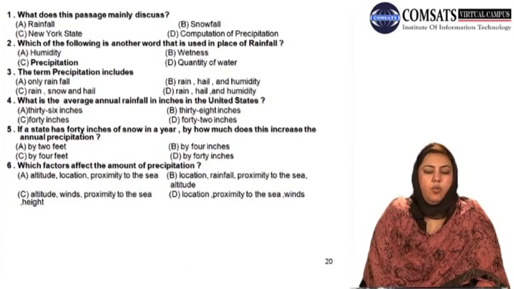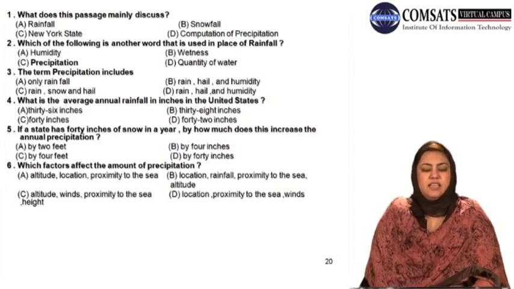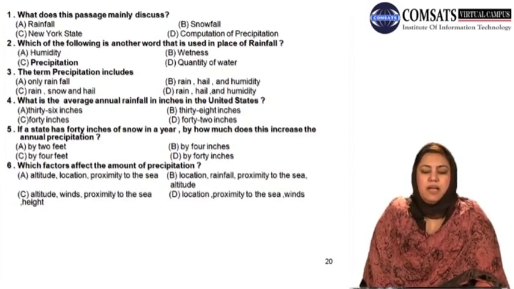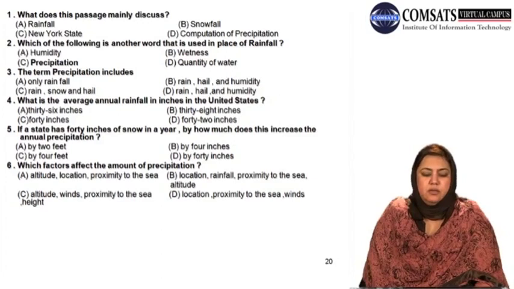Question number 4. What is the average annual rainfall in inches in the United States? A. 36 inches, B. 38 inches, C. 40 inches, D. 42 inches. Question number 5 is, if a state has 40 inches of snow in a year, by how much does this increase the annual precipitation? A. By 2 feet, option B by 4 inches, option C by 4 feet, and option D by 40 inches.